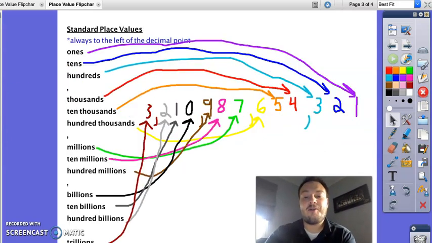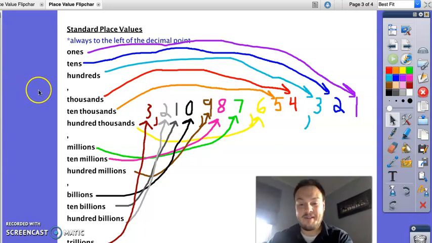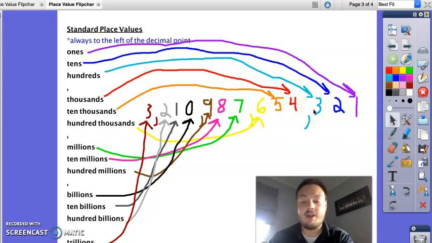Following that, we also have the standard place values in this beautiful, colorful slide. We're going to start with the first place value to the left of the decimal. These are always to the left of the decimal point, and the first one you have here is your ones, then your tens, then your hundreds, and after every 3 numbers here, we're going to put a comma. You don't need to do this for decimals, only our standard place values.